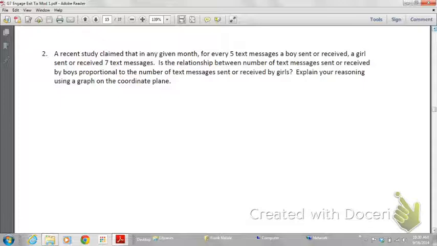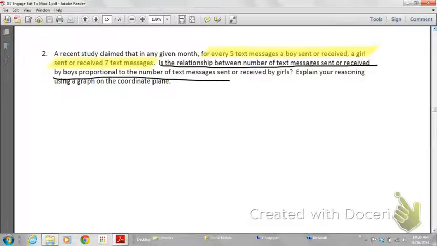So number 2. A recent study claimed that in any given month, for every 5 text messages a boy sent or received, a girl sent or received 7 text messages. And right here, right away, for every 5 text messages. Okay, so again, the question is going to be, is this relationship proportional between the texts received and sent by boys and girls? Okay, and then again, this idea of explaining your reasoning using a graph or coordinate plane.